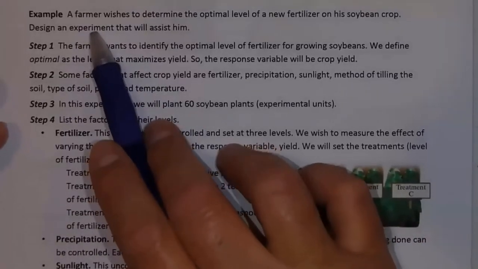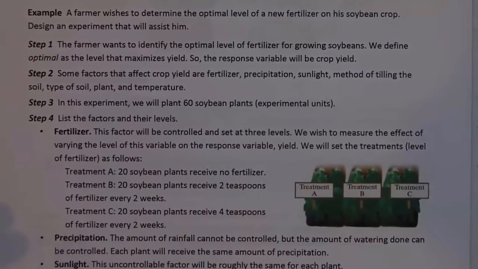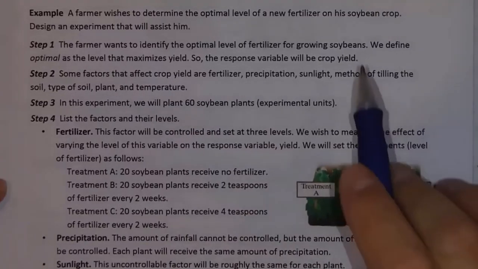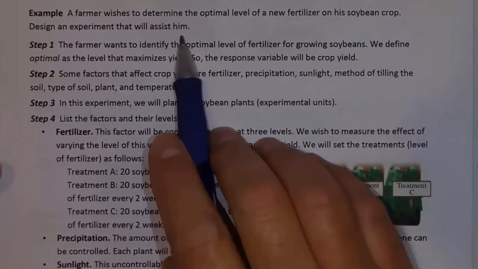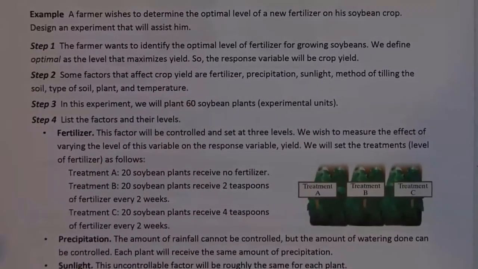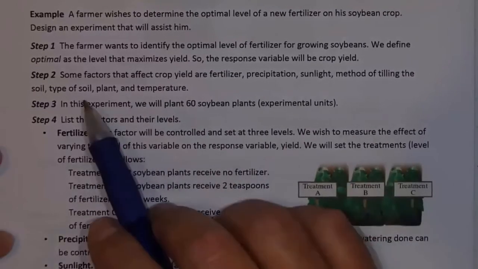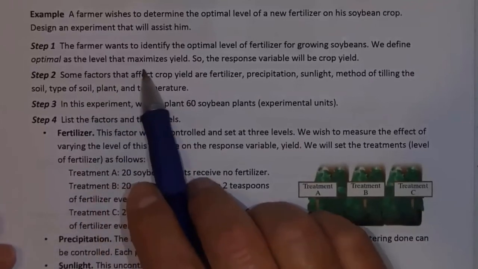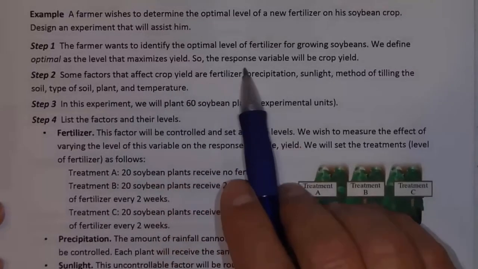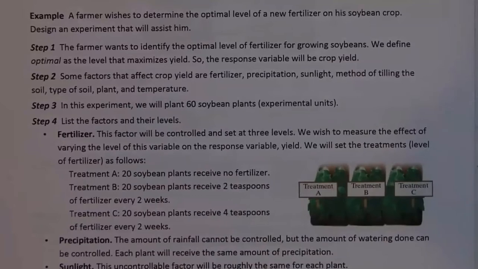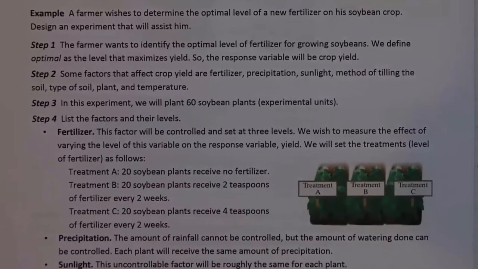Another example: a farmer wishes to determine the optimal level of a new fertilizer on his soybean crop. Design an experiment that will assist him. Okay, so step one, what's the purpose? The farmer wants to identify the optimal level of fertilizer for growing soybeans. So what does optimal mean? Optimal means it's the amount of fertilizer that results in the maximum yield, the most soybeans. So the response variable will be the yield, the amount of soybeans that are produced.